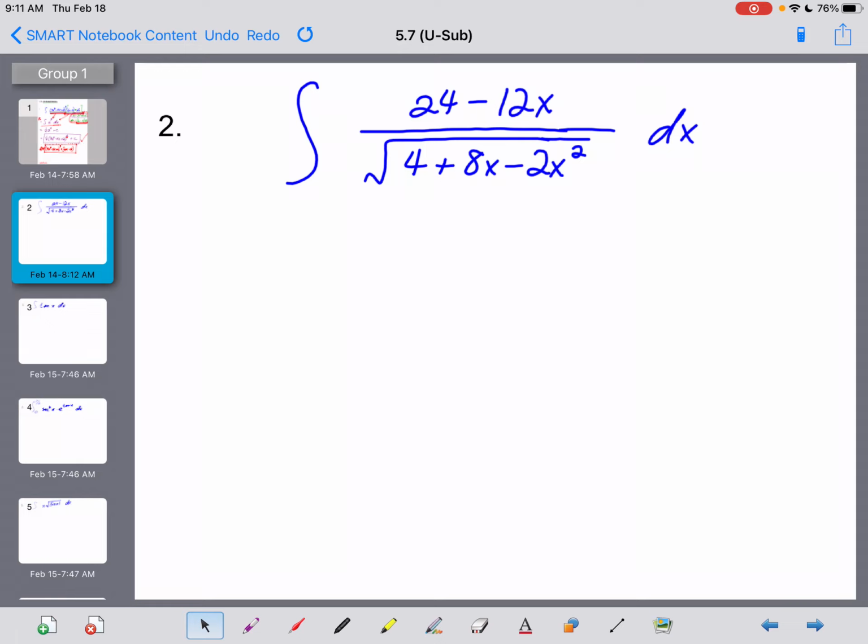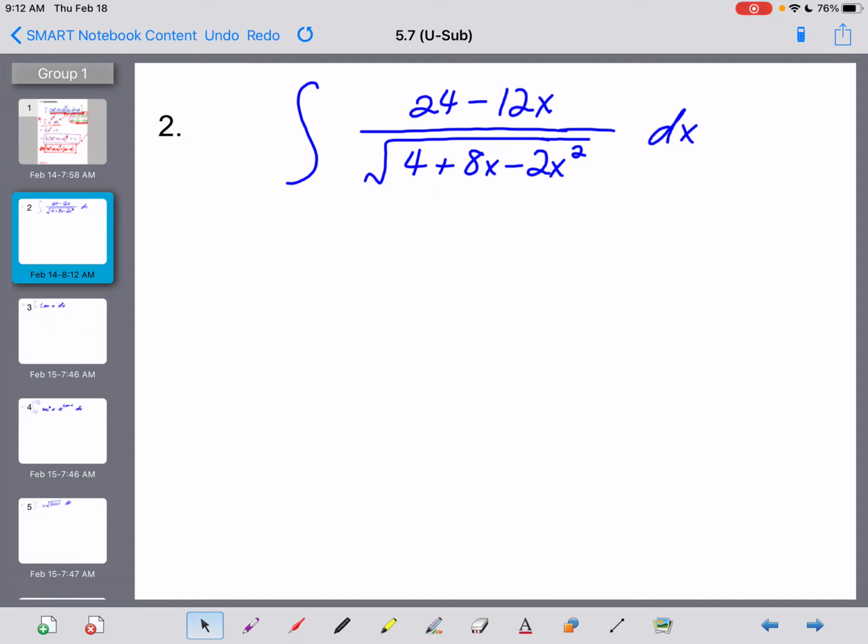So you're going to ask yourself the same two questions every time. Number one, are there two distinct parts to my integrand? Well, it's pretty obvious with a fraction, guys. There's a top and a bottom. So yeah, there's two distinct parts. And is one of them the derivative of the other or some way related to it? So the question becomes here, what would we let u equal?